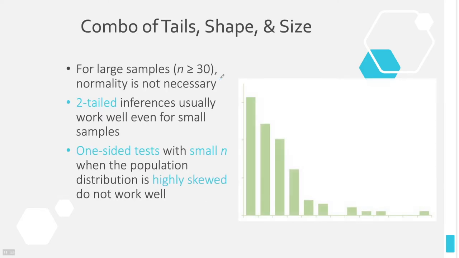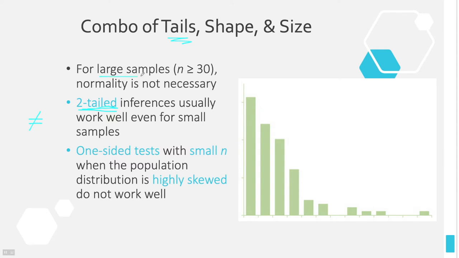And then realize that it's actually a combination of things. If you've got two tails, and we'll talk about tails later on, if you've got a two-tailed or a two-sided inference, which means that you're going to use the not equal to symbol, so two-sided, two tails, shading both tails, then you get more leeway here on this assumption. So you get a little more leeway.